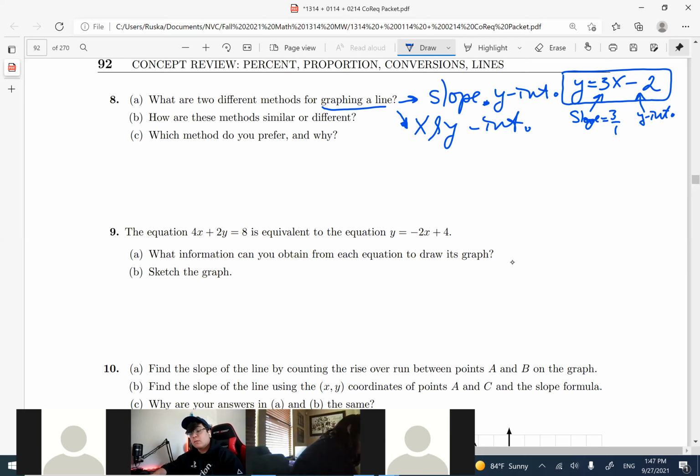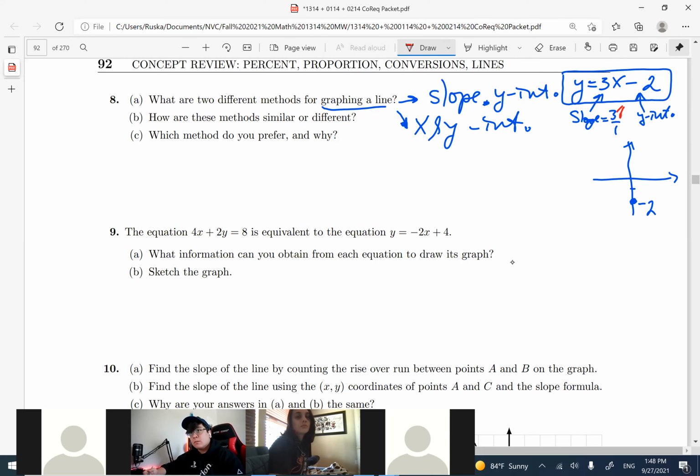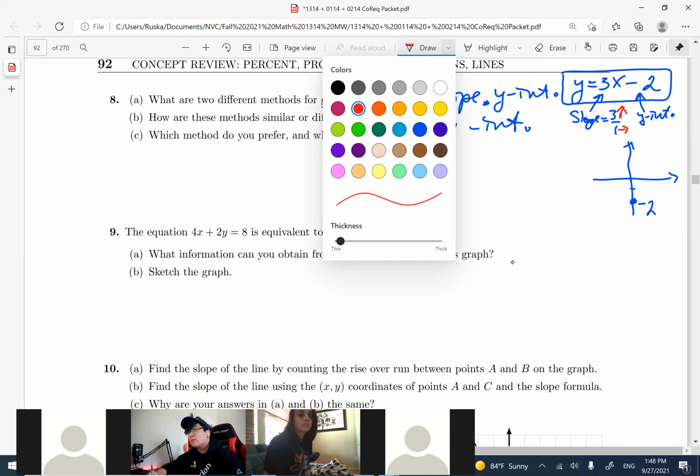So when I graph this, I'm going to start my line at the y-intercept, which is at -2. That's my first point. Then, since slope is rise over run, from -2 I'm going to go 3 steps up and 1 over. That's how I'm going to get to the next point, so that's how I get 2 points.